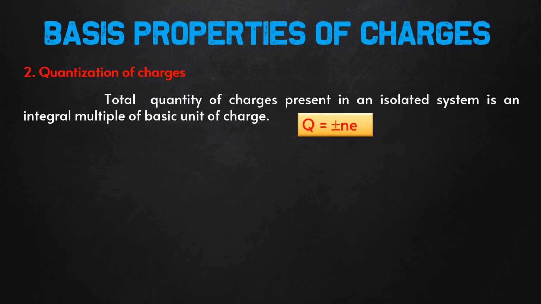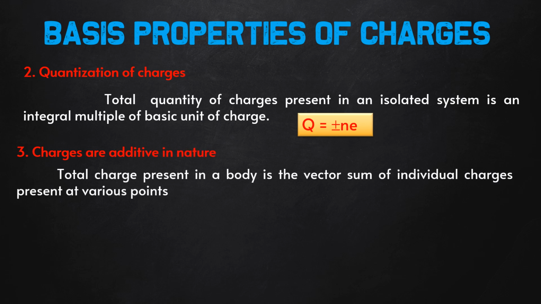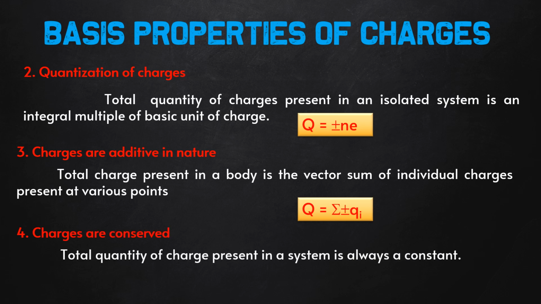The next property of charges is that charges are additive in nature. The total charge present in a body is the algebraic sum of individual charges present at various points. The charges are conserved. The total quantity of charge present in an isolated system is always a constant.